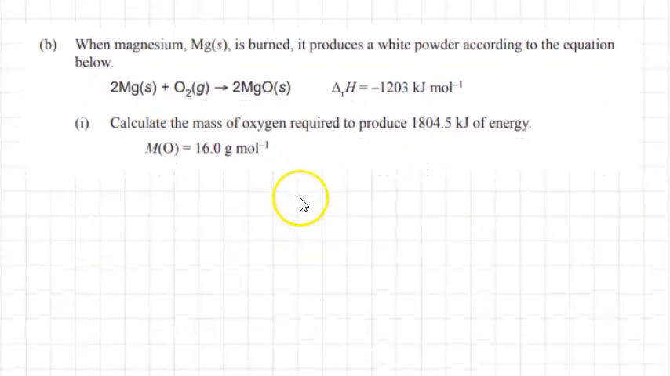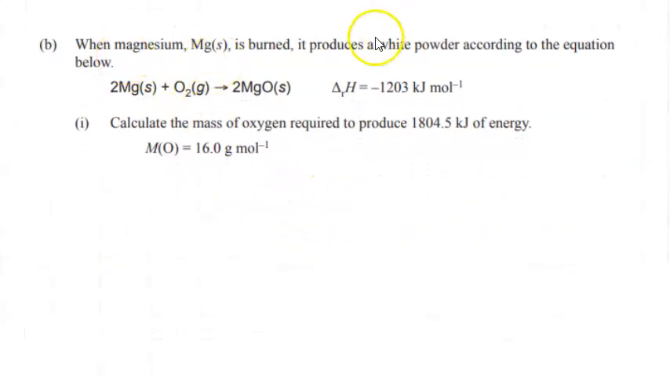Last year one of the questions was: when magnesium is burned it produces a white powder according to the equation below. Magnesium plus oxygen goes into magnesium oxide, and the change in enthalpy of the reaction is negative 1,203 kilojoules per mole. In other words, 1,203 kilojoules per mole is released. It says calculate the mass of oxygen required to produce 1,804.5 kilojoules of energy. That's effectively going to be a negative number because it's an exothermic reaction.